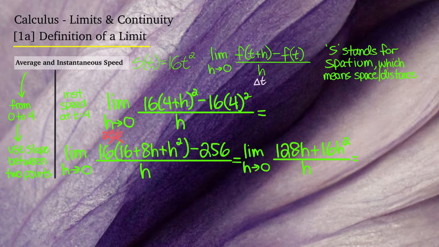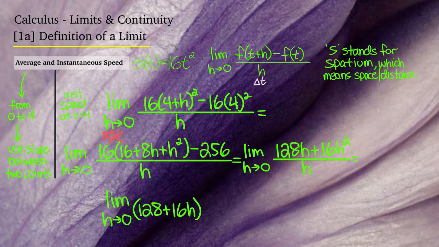Stick with me here, and let's factor out an h from the numerator so that we get the limit as h approaches 0 of 128 plus 16h. What happened? Well, that h in the numerator divided with the h in the denominator.